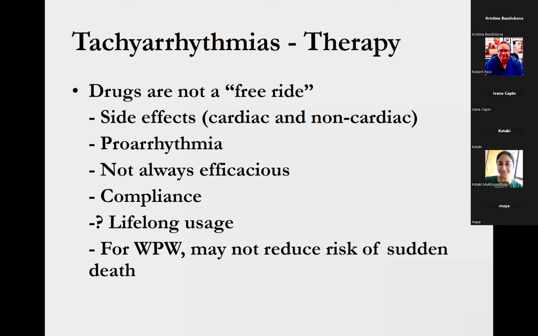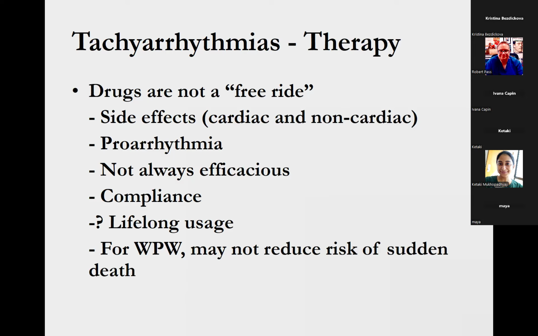But as I'm trying to explain, drugs aren't a free ride. We've already talked about a number of the cardiac and non-cardiac side effects. Drugs can have proarrhythmia. Most importantly of all, they're not always efficacious. I've just described to you success rates in the 60 to 80% range. Of course, there's always an issue of compliance with any drug. And then, of course, there's the issue of lifelong usage.